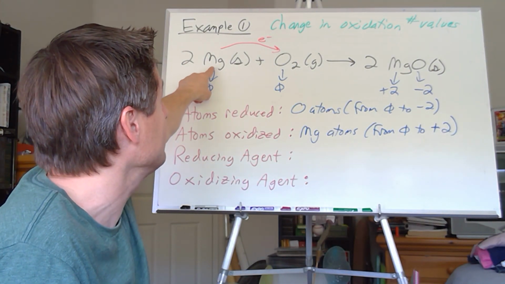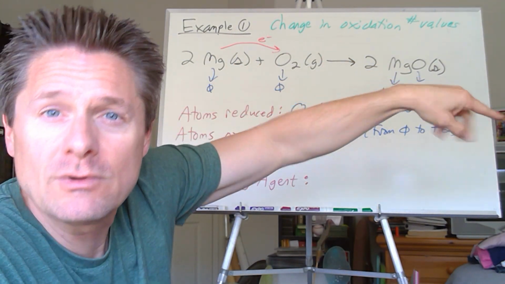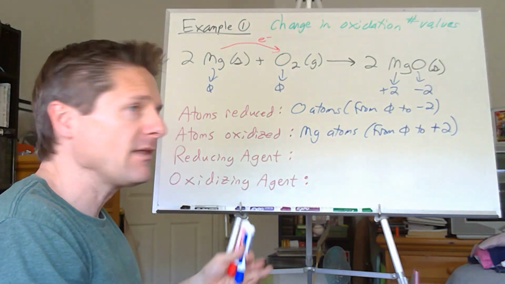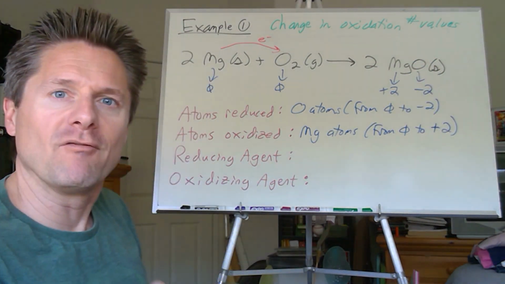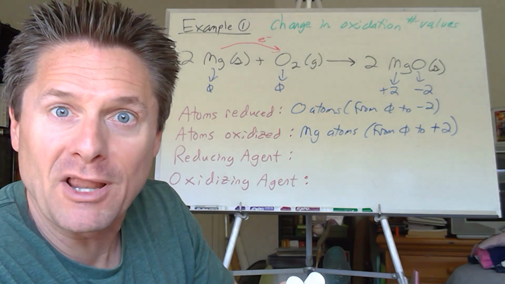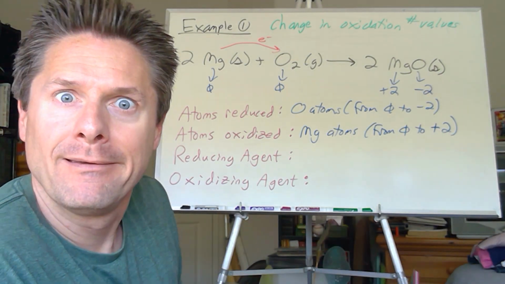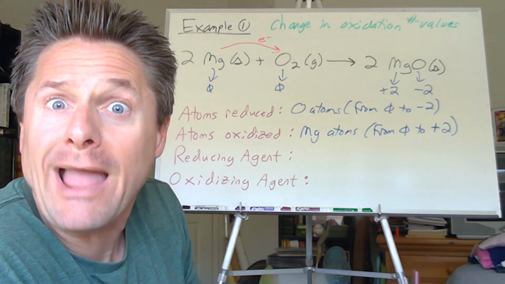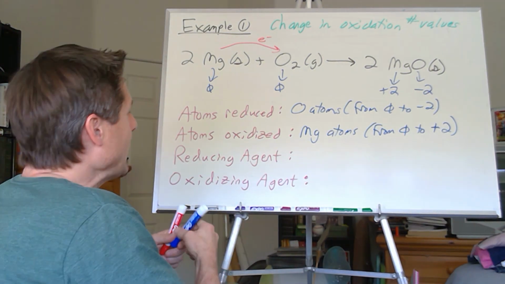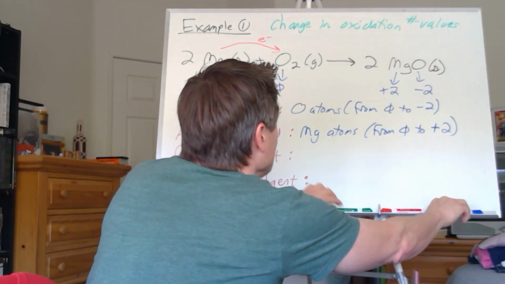That's why we have 2 magnesiums. Each one is giving 2, each oxygen's gaining 2. It has to be a sum. The number of electrons lost has to equal the number of electrons gained. That would be pretty weird. You can't gain more than there were to start with. That would be weird.